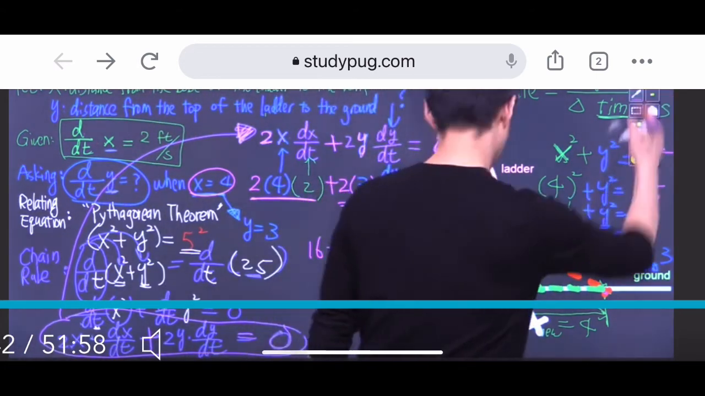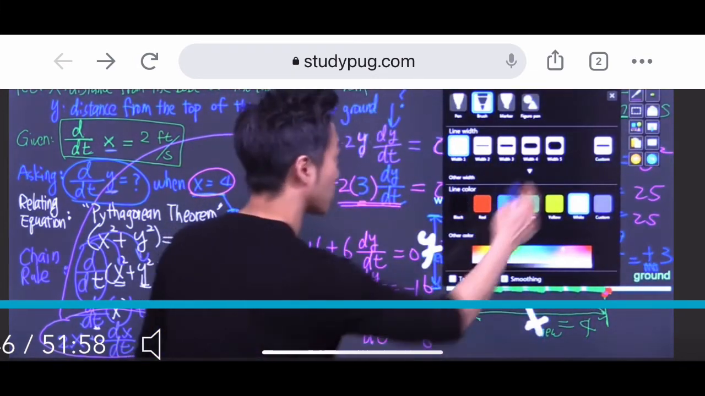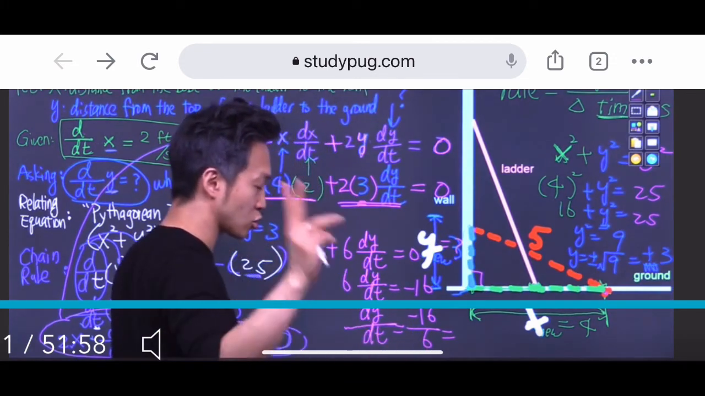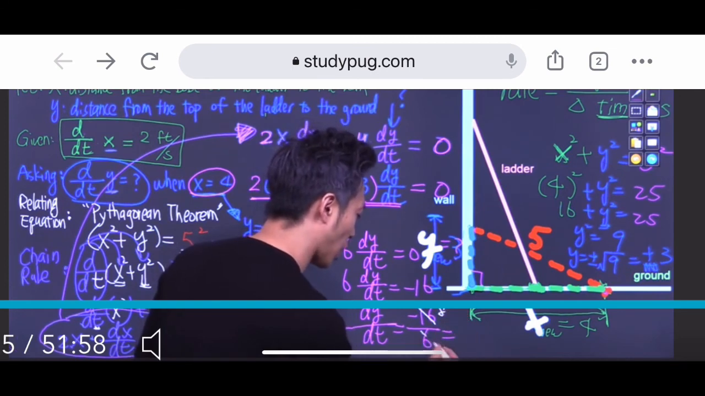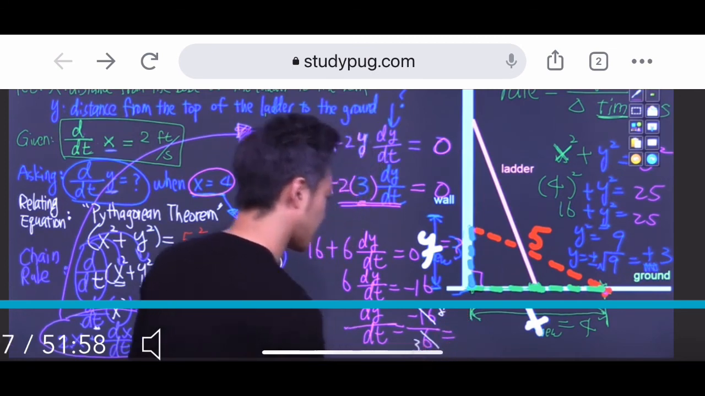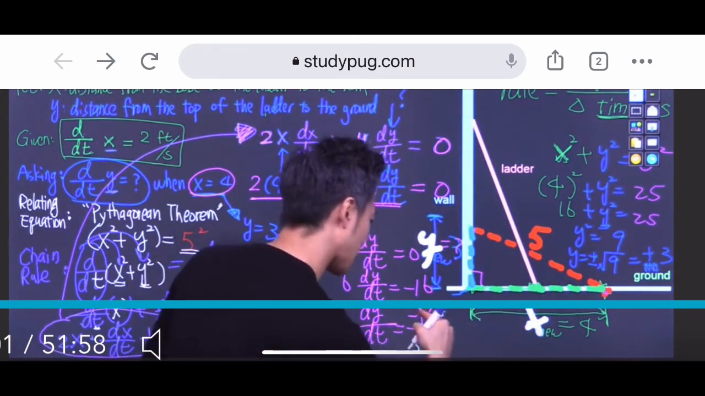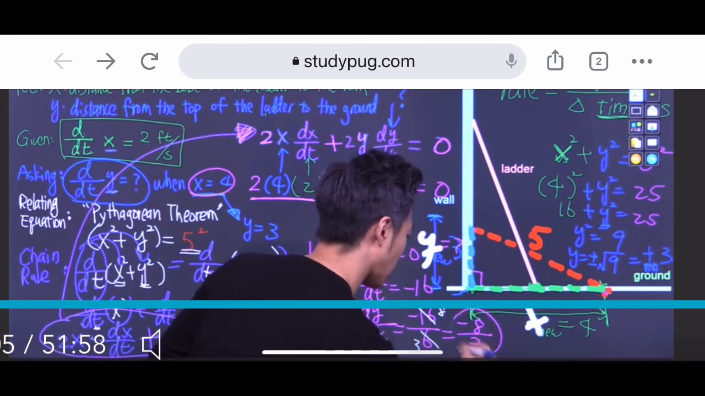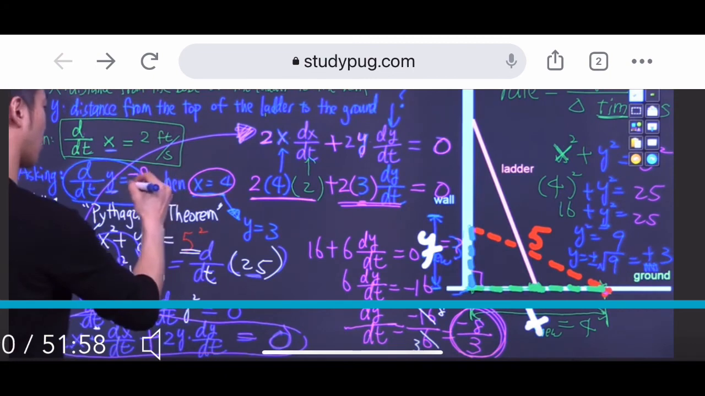Both the numerator and the denominator are divisible by 2. So divided by 2 up top, we get 8. Divided by 2 at the bottom, we get 3. Okay, so dy/dt is then equal to negative 8 over 3. Negative 8 over 3, and that's our answer. dy/dt is negative 8 over 3.